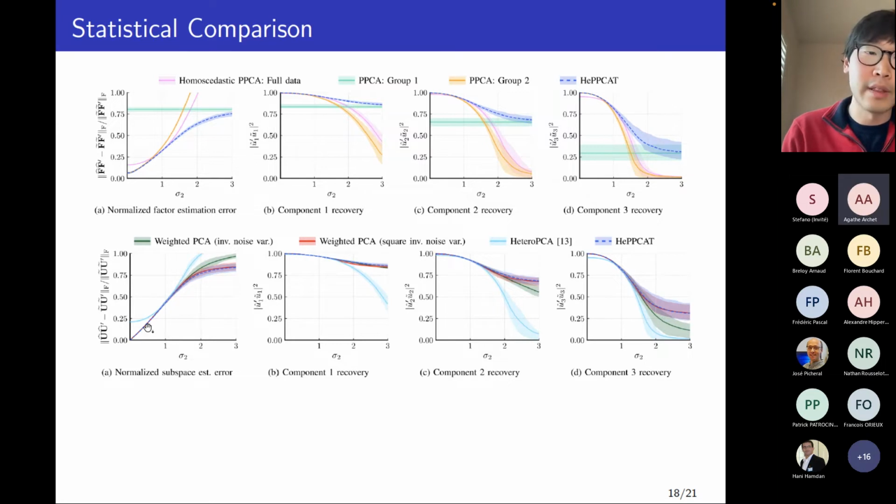But the main takeaway here is that HePPCAT is carefully combining the data in an appropriate way and appropriately accounting for the heterogeneity. I won't talk about this too much. This heteroPCA method is primarily designed for feature-wise heterogeneity, so not the sample-wise heterogeneity that we're interested in, and that's why it doesn't perform very well.